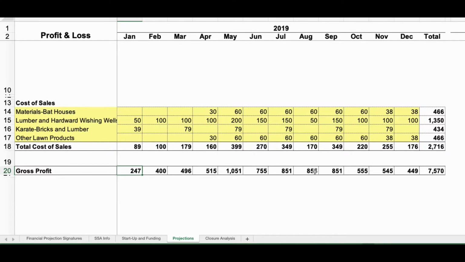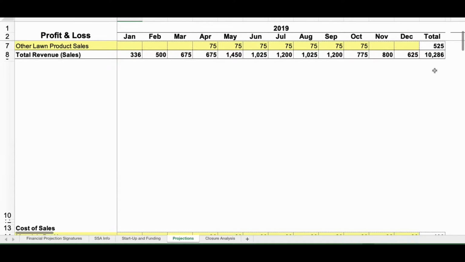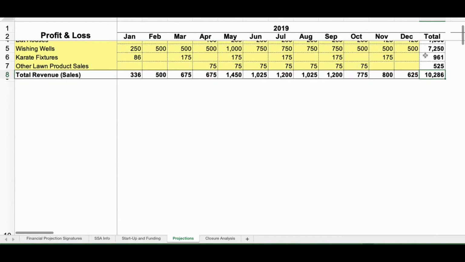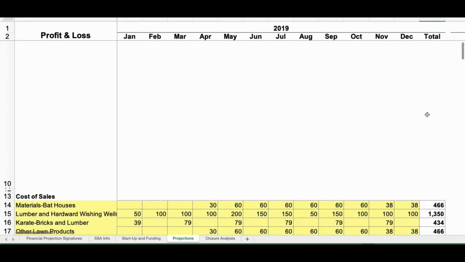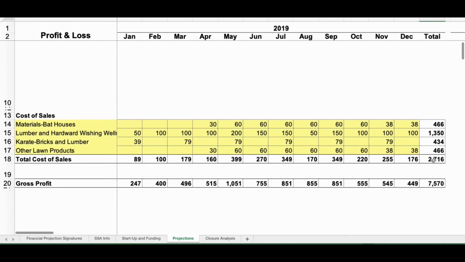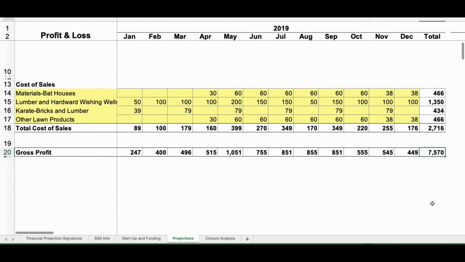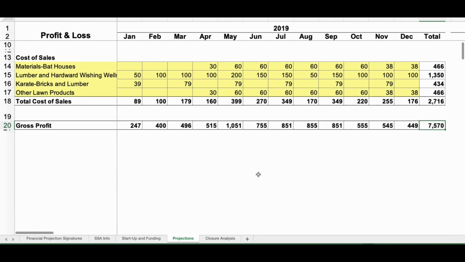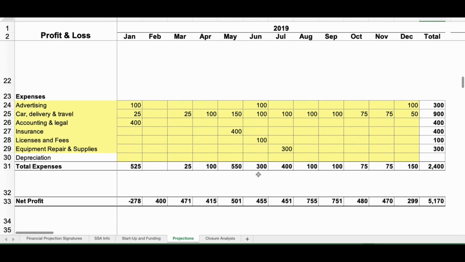Again, this is calculated across the year, and what we'll see is that he starts with, for the annual figure, $10,286 in gross sales or total revenue. But when we subtract this $2,700 of cost of production, he ends up with a gross profit amount of $7,570. Other operating expenses are then subtracted from this gross profit amount. That's where we'll start with the deduction of what else is going to go into the running of the business.